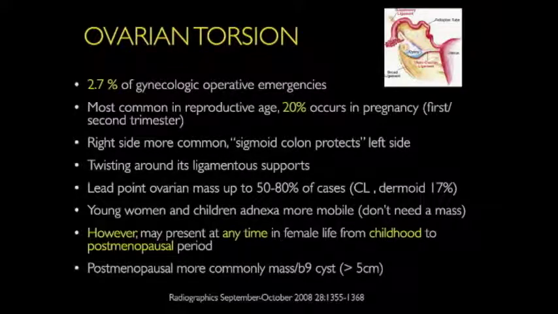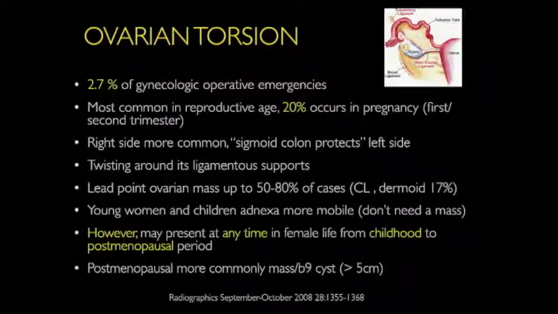Right side is felt to be a little bit more common, but obviously it can happen on any side, and it's really twisting around its ligaments, kind of like what we heard this morning about the testicular torsion. And then there can be a lead point, and the lead point can be a corpus luteum, could be a physiologic cyst, or quite often is actually a dermoid.